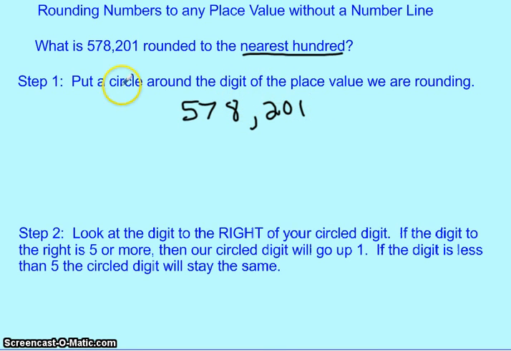All right, so again, let's go through. Put a circle around the digit of the place value we're rounding. So we're in the hundreds, so ones, tens, hundreds. So I would put a circle around the 2. So that's what I'm focused on. I'm going to look to the digit to the right. Is it 5 or more? No, it is not. It's less than 5, so we know that this is not going to go up to the next 100. It's going to stay at this 200.